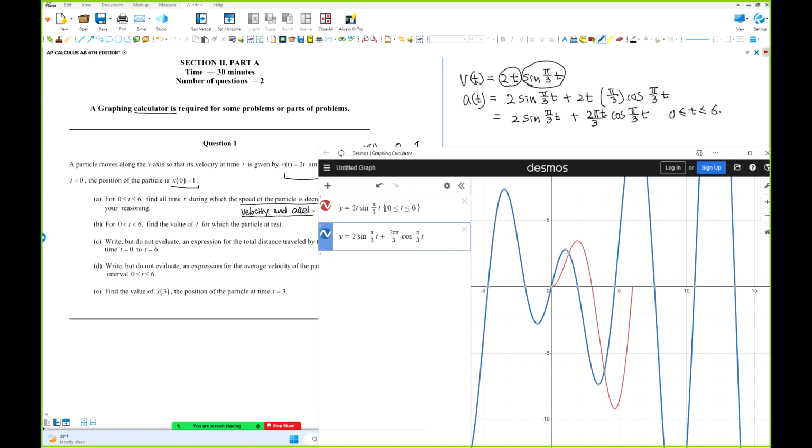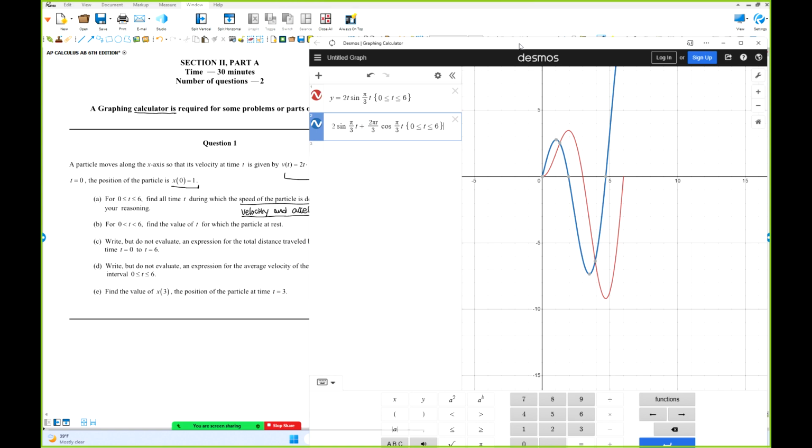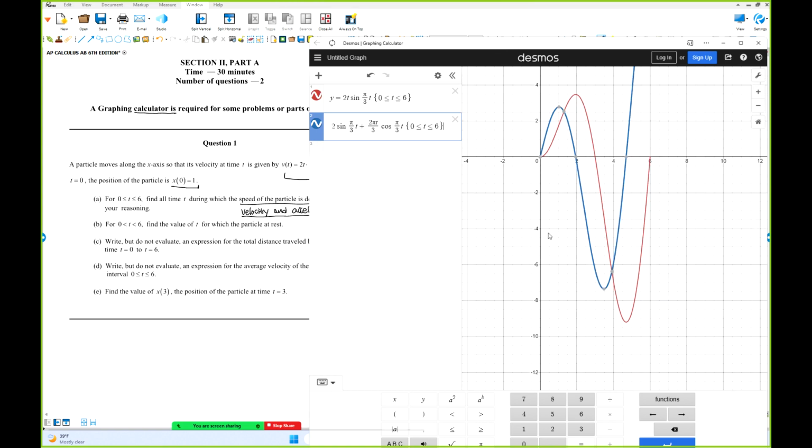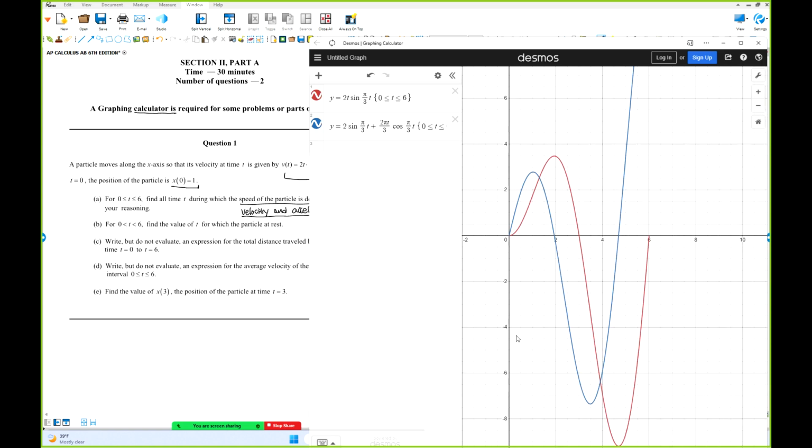But the interval is the same as before, okay? To make it simple, I'm gonna copy this one. Okay? That's the graph. The red one is the velocity. And the green one is what? Acceleration, okay? Now check it out.